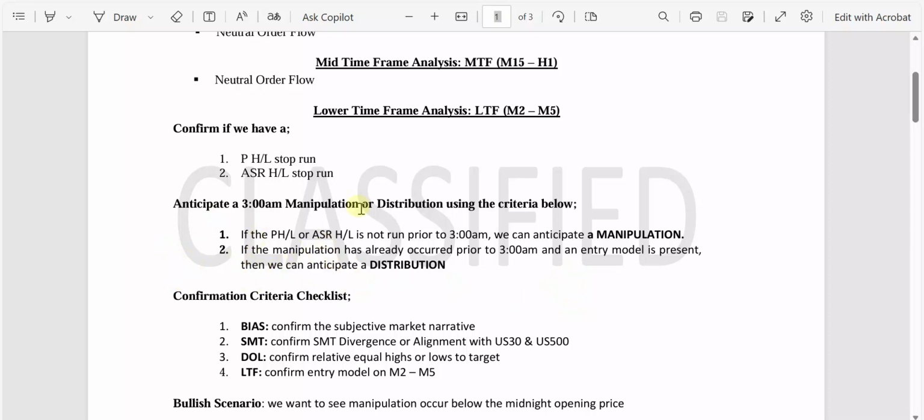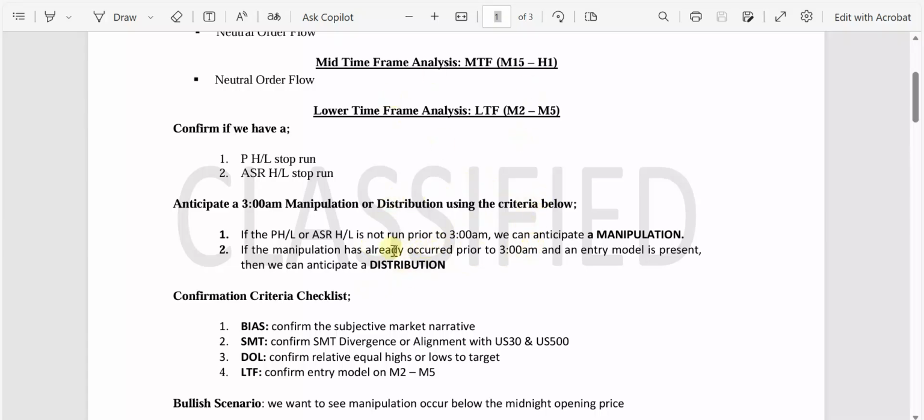So the second point is, how can we anticipate a distribution? For the distribution, it's quite simple. It's the opposite of the manipulation. If you see a stop run, or a manipulation, before the London Open, which is 3 a.m., then you can anticipate a distribution right at the open of the London session, or a few minutes after the 3 a.m. London Open. So these are just the key signatures to anticipate.